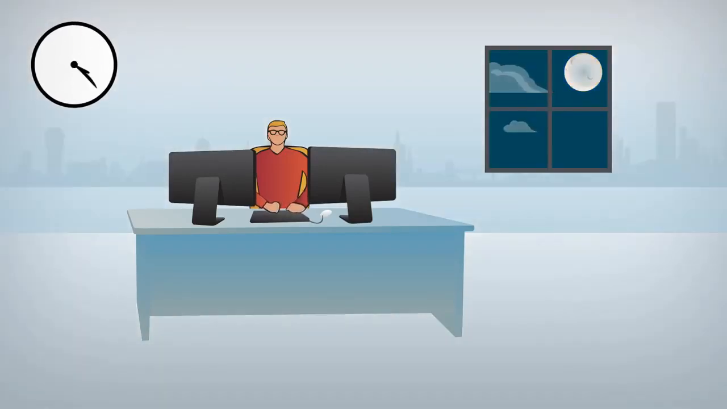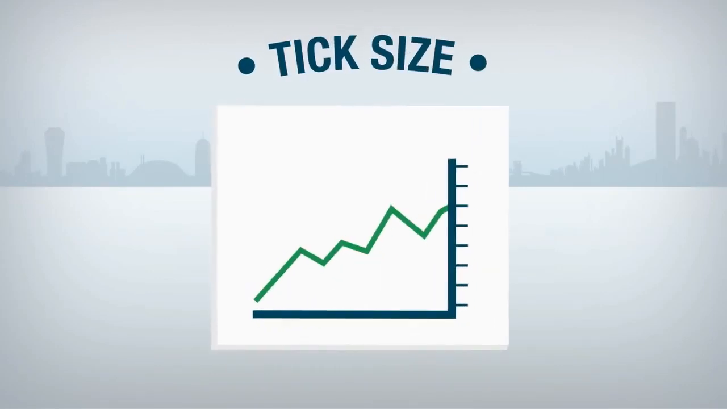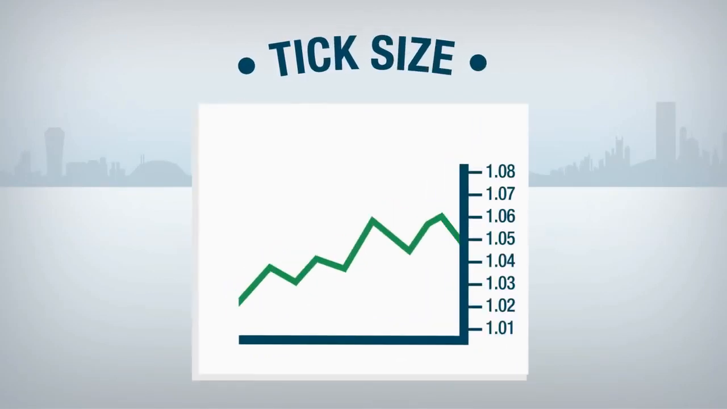Next, each contract specifies the tick size. Tick size is the minimum price increment a particular contract can fluctuate. Tick sizes and values vary from contract to contract.